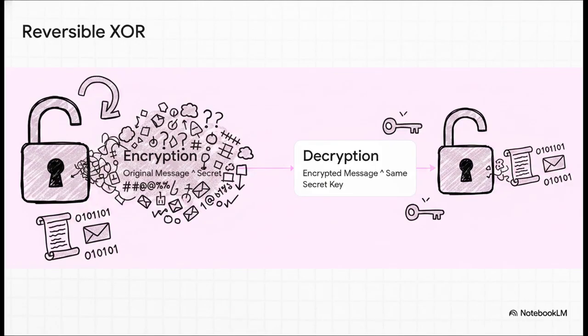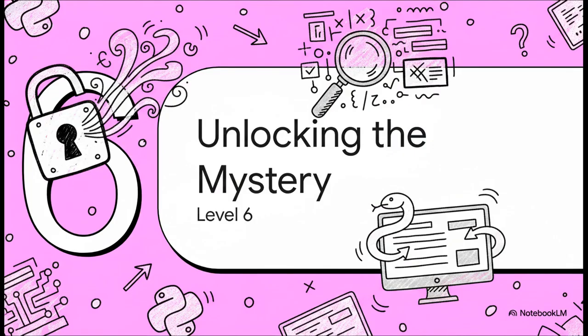Step 1. You take your original message and you XOR it with your secret key. That immediately creates an incredibly scrambled, completely unintelligible encrypted message. To a hacker, it just looks like total garbage. But step 2 is where the magic happens. When your friend receives that garbage message, they just take it and XOR it with the exact same secret key. Instantly, all those 1s and 0s flip right back into their original places, restoring the original message perfectly. Mind-blowing, right?